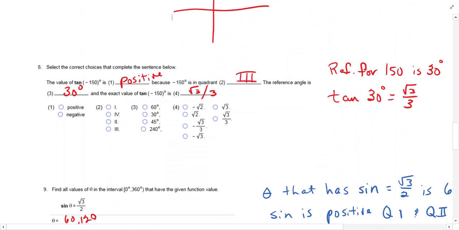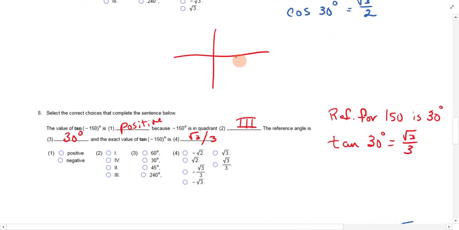All right, tan of -150. Let's see, -150, we're going to be here. Okay, we're going to be right there. So we're in quadrant 3. The reference angle would be 30 degrees because you're 30 degrees away from the x-axis. Tan of 30 is square root of 3/3. All right, and you're in the third quadrant, so tan is positive.